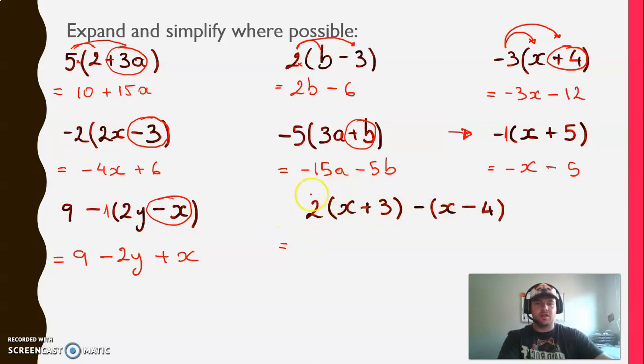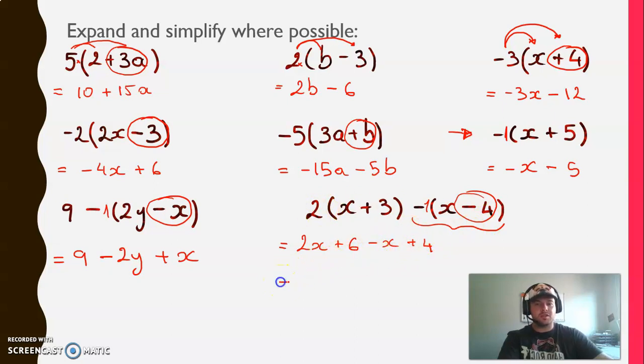In this last example, again we start from left to right. All right, we start focusing on this first bracket. 2 times x is 2x, and then 2 times positive 3 is 6. Okay, we've done that. Then we move on to this part here. So just ignore the rest. You've done the rest. That's the same as having a minus 1. Minus 1 times x is minus x, and then minus 1 times minus 4 is positive 4. Perfect. You've expanded the brackets.